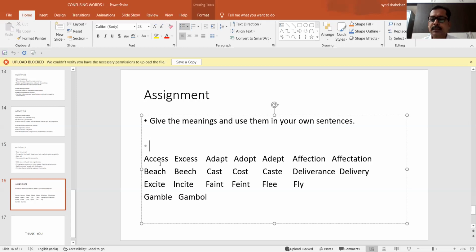Next, cast. CAST. Cast means put or throw. Cost. COST. Cost means price. Caste. Caste means class. These are three words.